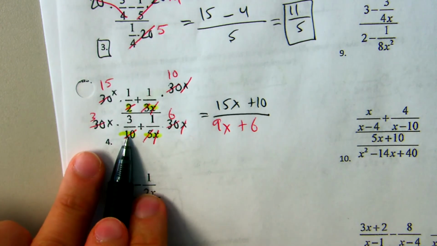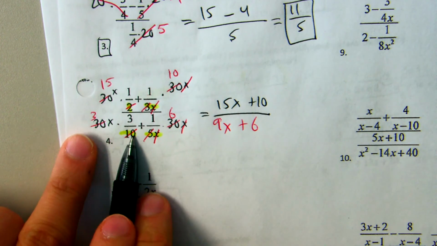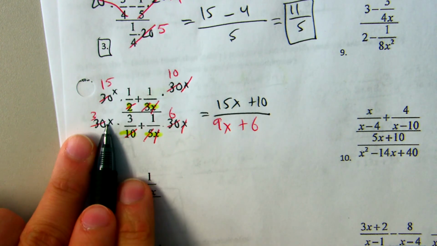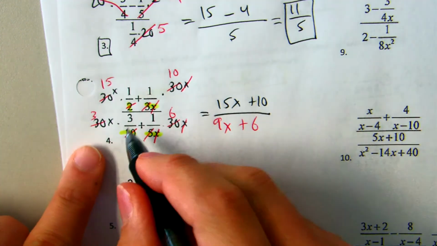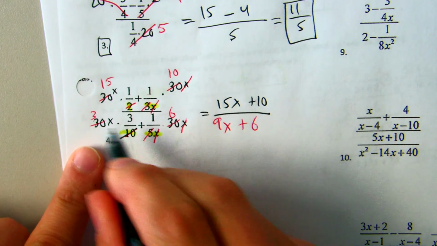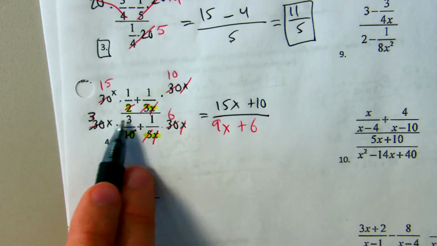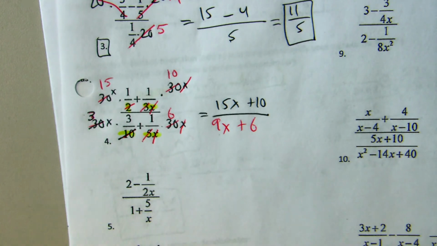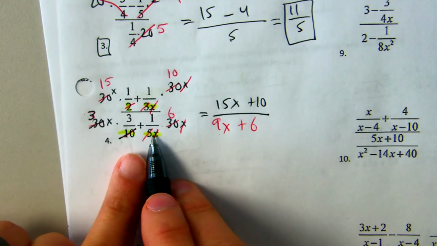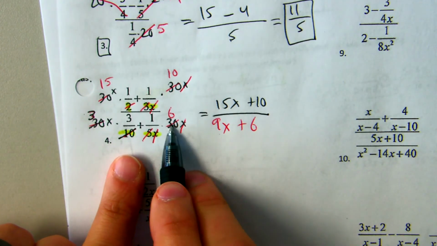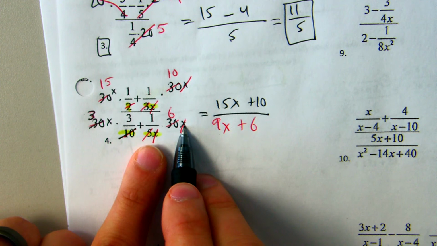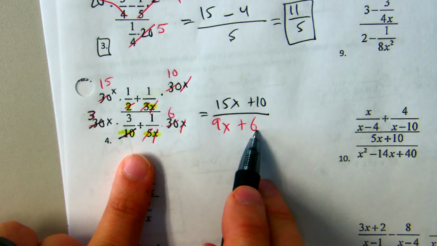With this one. Okay, so since I'm multiplying everything by 30x, I said 10 goes into 30 3 times. And then I had a 3 times an x times a 3. So 9x. 5 goes into 30 6 times, the x is reduced out, and you're left with 1 times 6, which is 6.